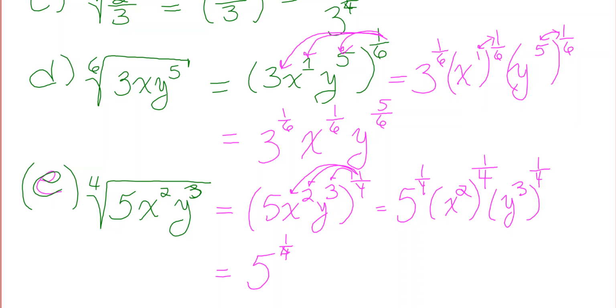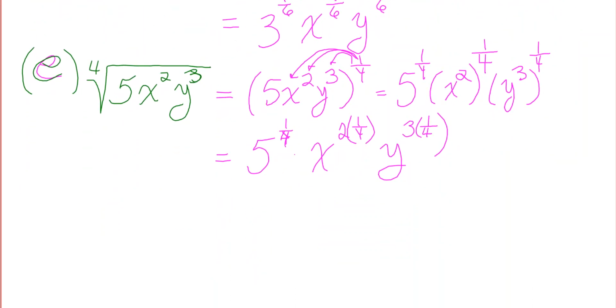X is going to be 2 times 1/4. Use some parentheses there. And y is going to be 3 times 1/4. Cool. And then I'm going to do my multiplication. So I still have 5 to the 1/4. Can't drop that one. Let's write a better 4 for it, though.